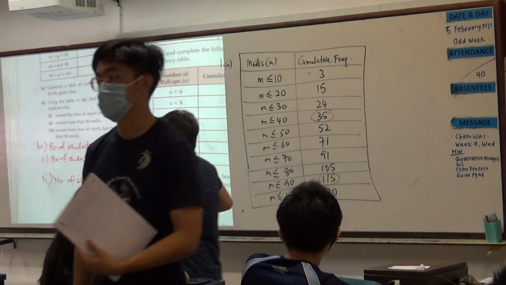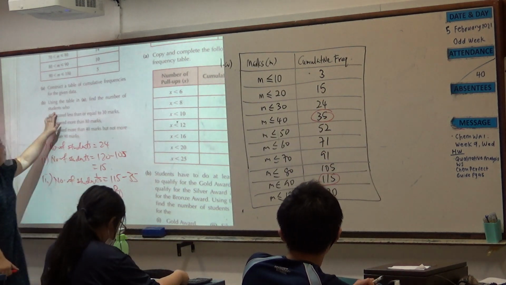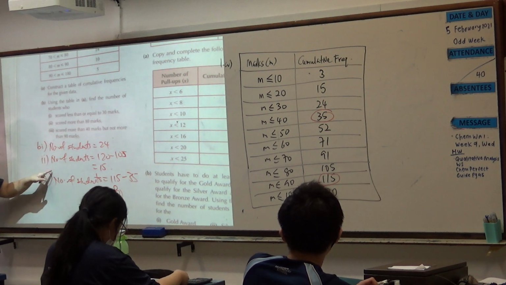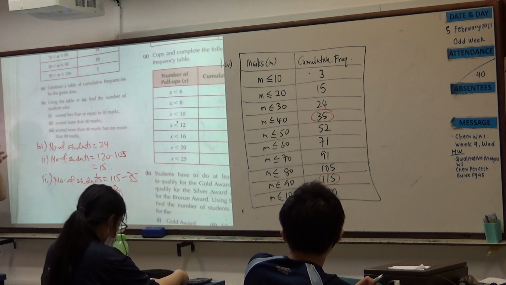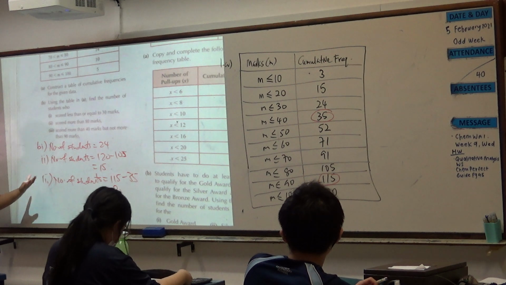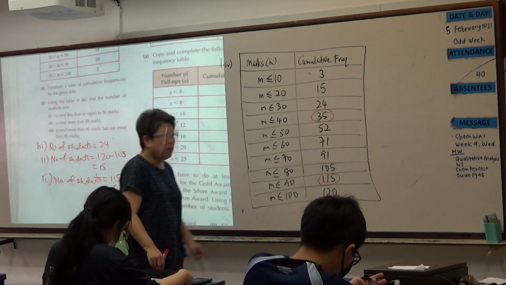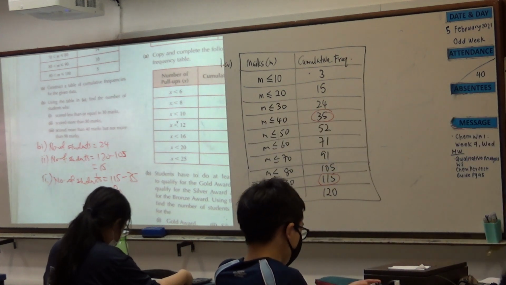Okay, don't write the class. They say find the number of students. You must write number of students. You don't write the class, because the class is not right. It's the number of students. Everybody okay? Alright, good. So that will be your question number 1.